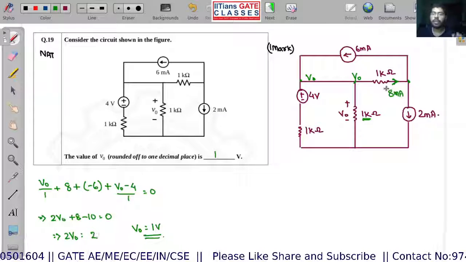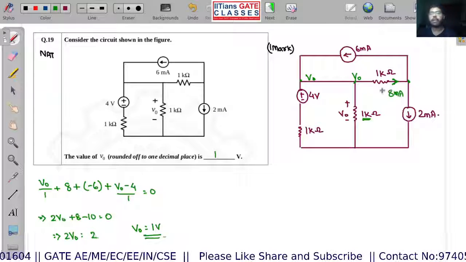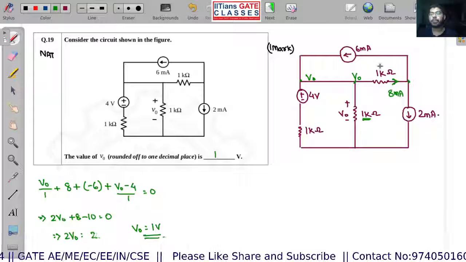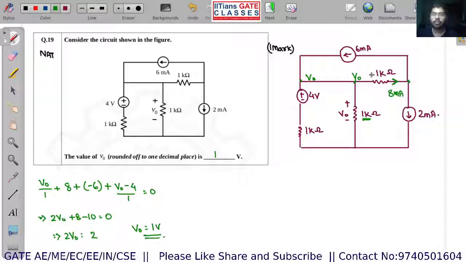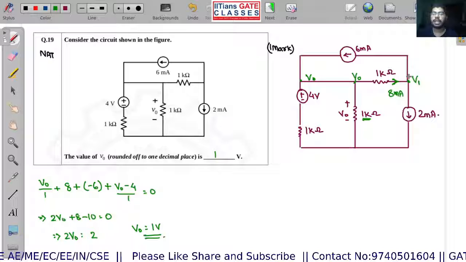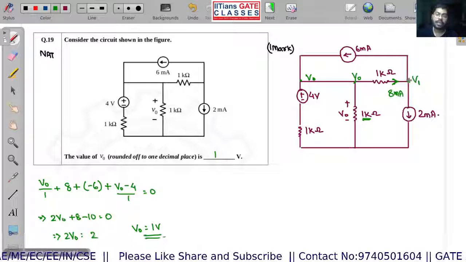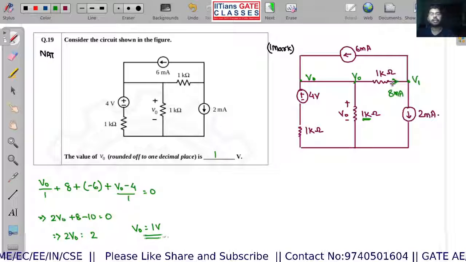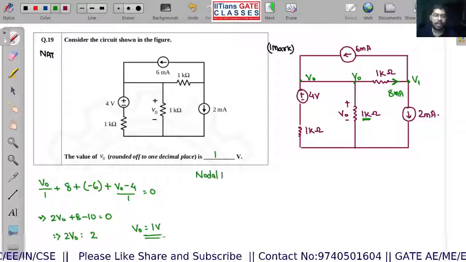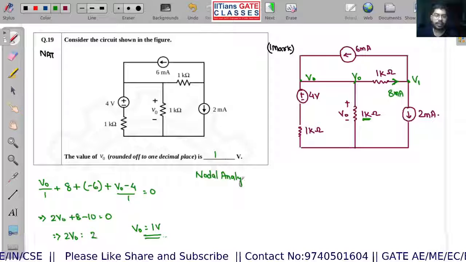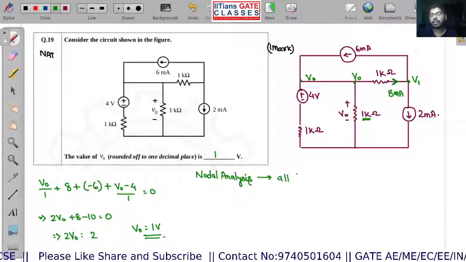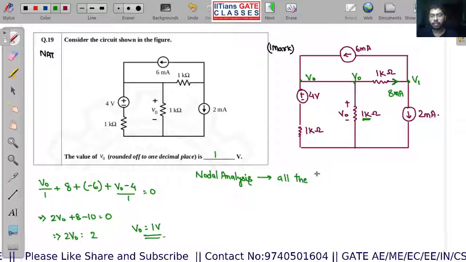If you are able to solve like this, you won't be having any problem if you are using the current here. Now suppose if you couldn't see the current here, what would you have done? So V naught here, you would have assumed a voltage V1 here, and then you would have applied KVL. So whenever you are trying to apply nodal analysis, it is better to calculate all the branch currents. All the branch current, if it is possible, calculate.